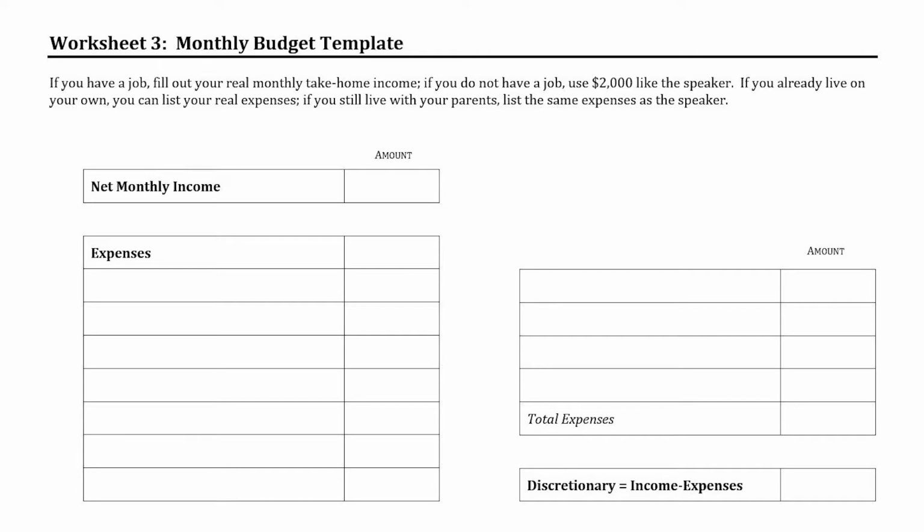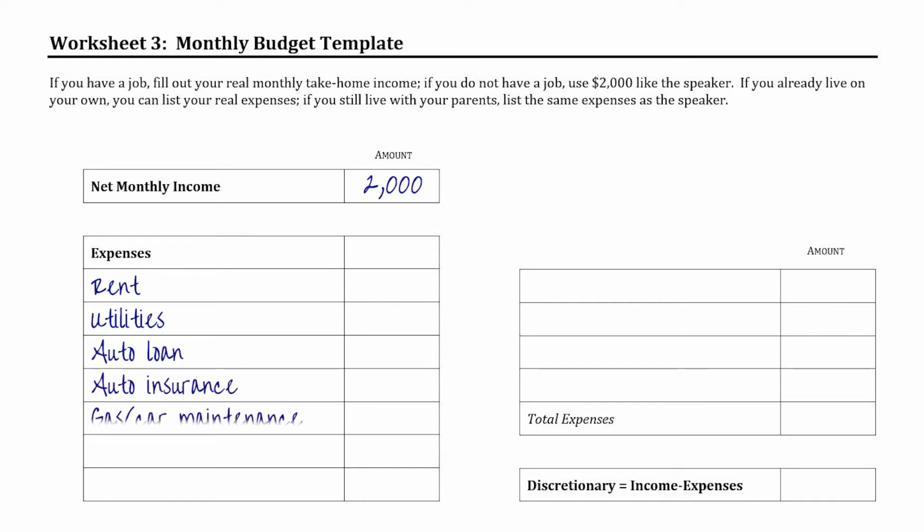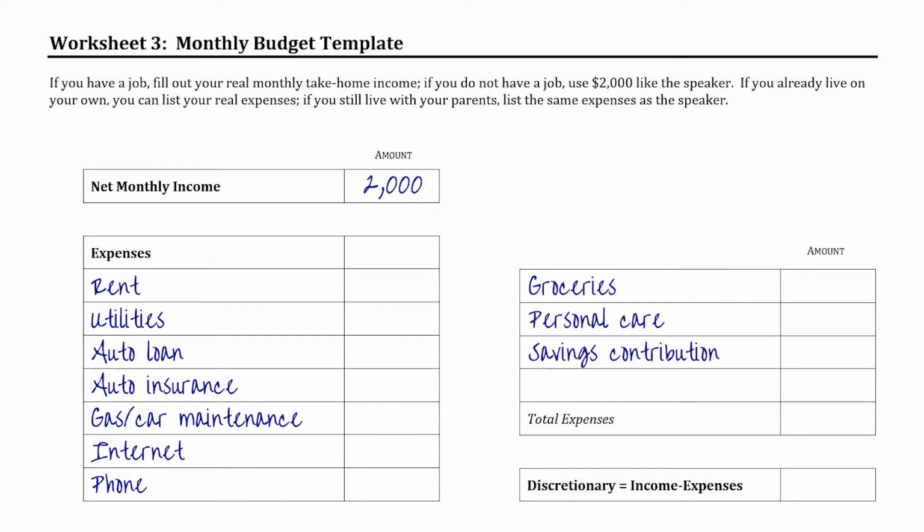First, we'll add income. We're going to add a nice round number of $2,000 for your monthly income. Then, we're going to add the expenses. To make things simple, add the following to the left-hand column: rent, utilities, auto loan, auto insurance, gas and car maintenance, internet, phone, groceries, personal care, and savings contribution. Then put how much each item will cost per month in the right column.